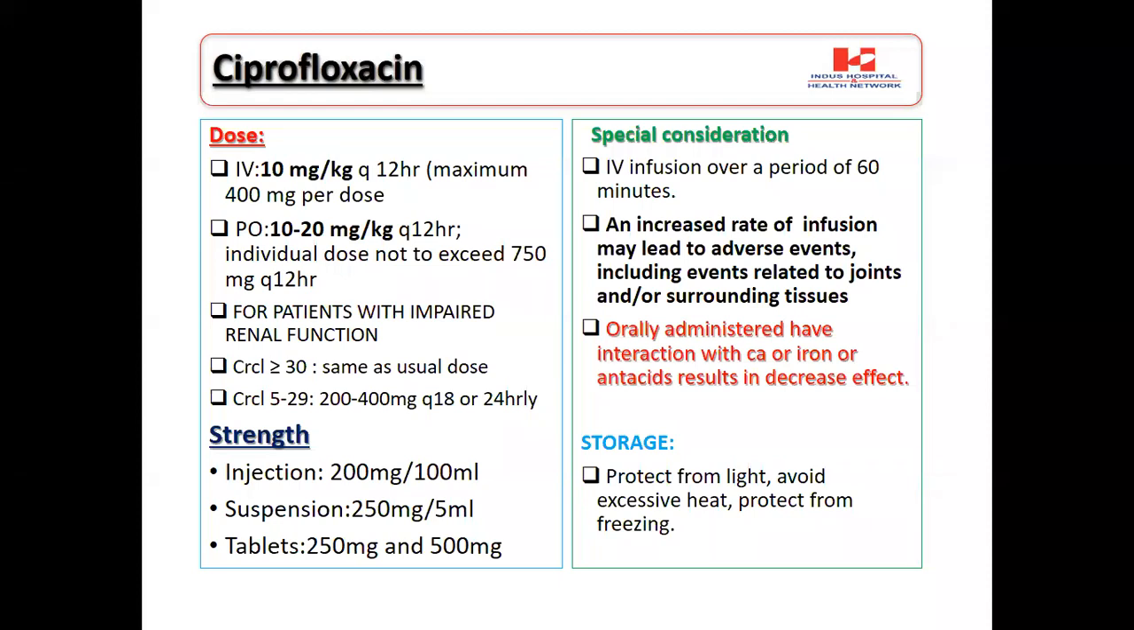So we counsel them that their interaction with calcium or iron chelating agents or antacids results in decreased effect of this drug. So if a patient is on ciprofloxacin, we counsel that you have to keep a 2 to 3 hour gap before and after administration of this drug.